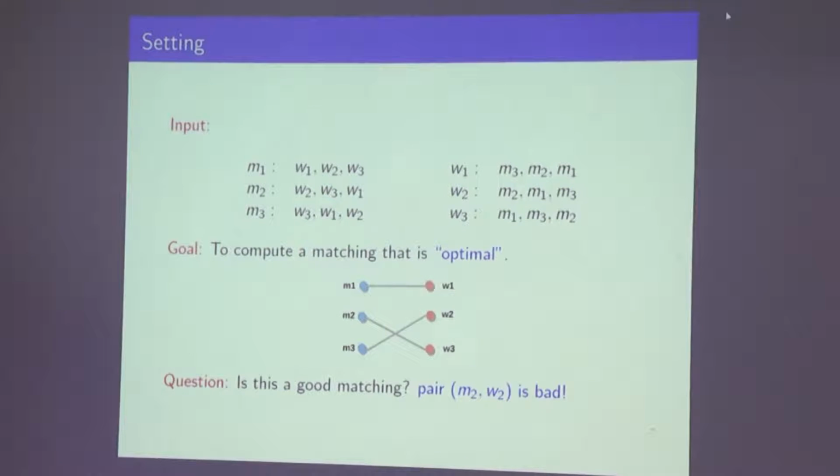So before we even ask how to compute a stable matching, we should first ask, given a matching, how do you identify whether it is unstable or not? I have given you the preference lists of men and women. I have given you a matching, which is an assignment, and I ask you, how do you find out whether this matching is stable or not?